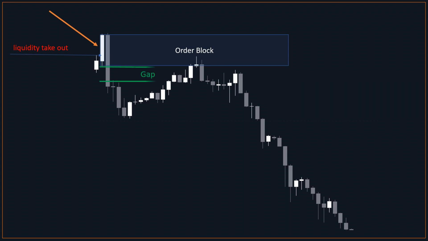Secondly, we notice that there is a fair value gap here. There's a fair value gap between the candlesticks, meaning that price has left an imbalance in the market and therefore created a gap in the market. And so far we can clearly see that the criteria of a valid order block have been met. And we notice that once price tapped into our order block, it then started dropping to the downside.